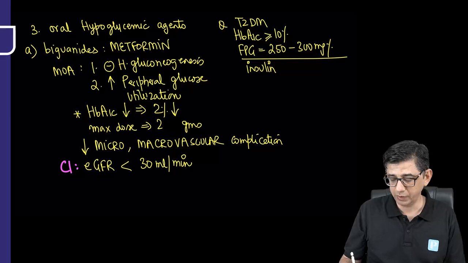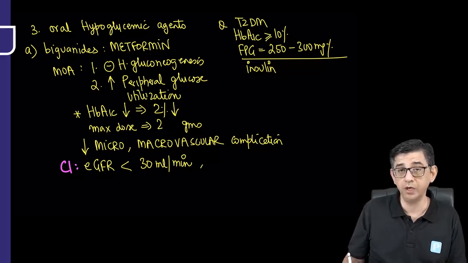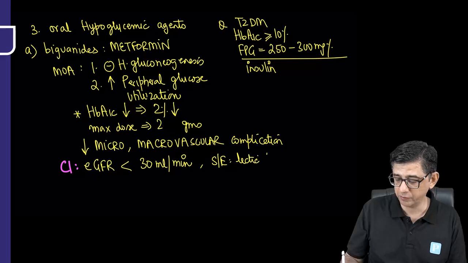And the reason for that is that if you continue giving metformin in a setting where eGFR is less than 30 ml per minute, then a big side effect can come, that is the development of lactic acidosis type B.